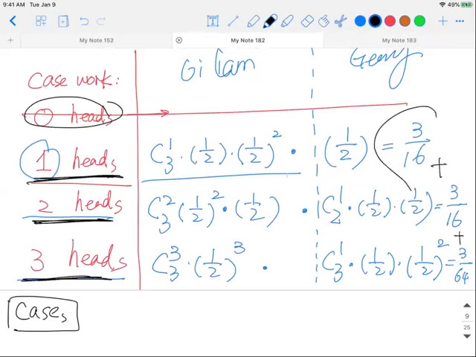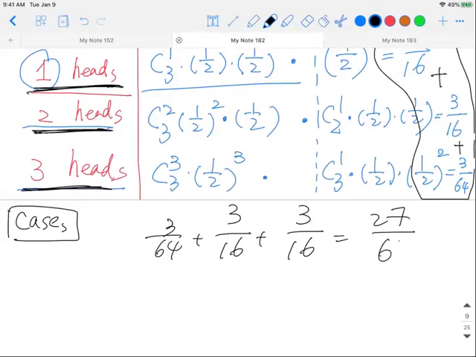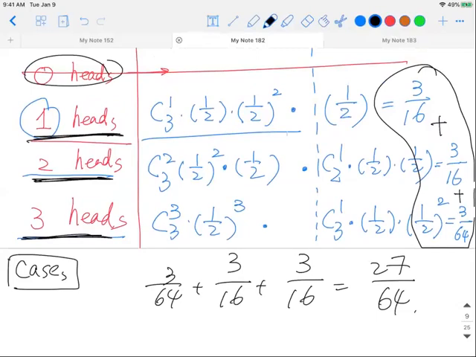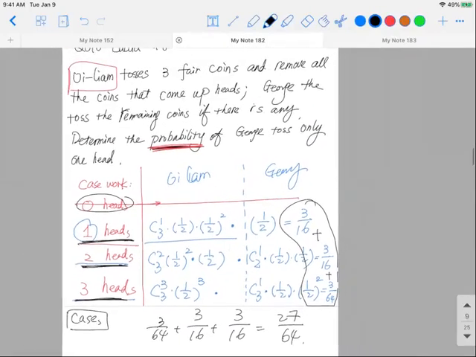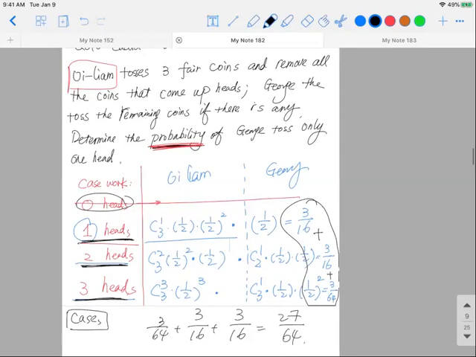Of course, you want to add them together. So 3/64, 3/16, 3/16, 27/64. So far, so good? I think this one is a lot more straightforward. Our Canadian exam is a lot more straightforward than the AMC, than like the AME2 problem I just mentioned.